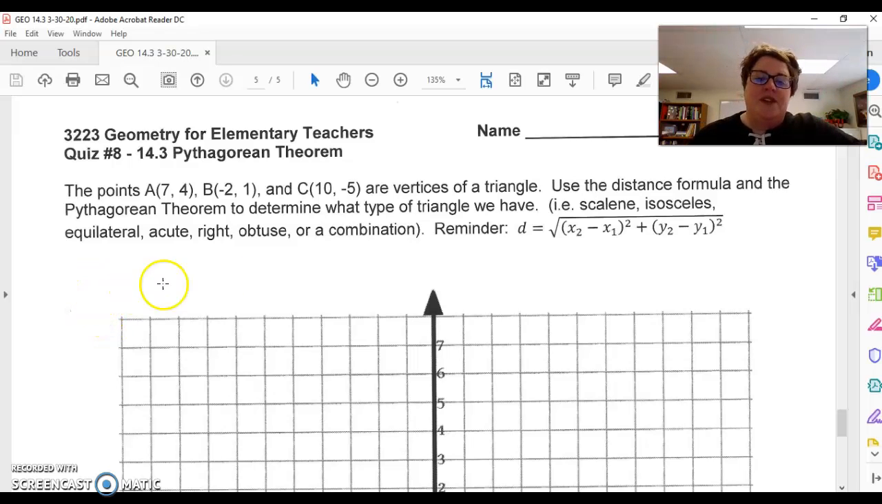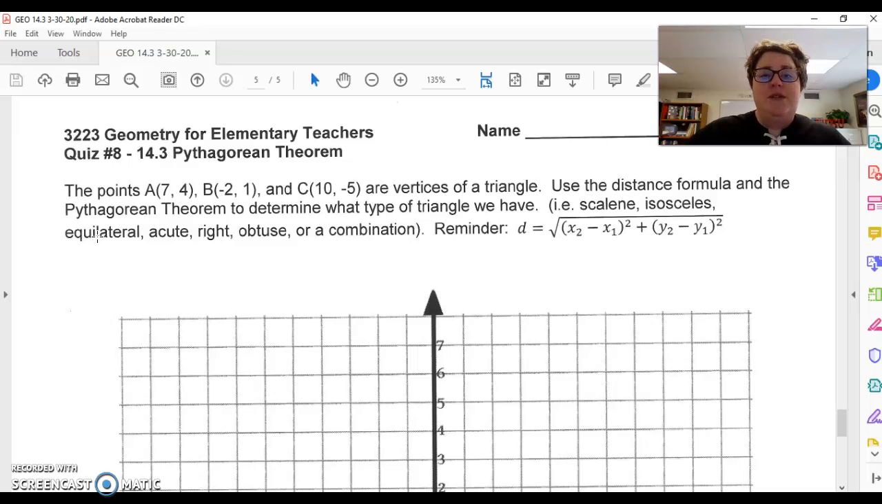But then once you find all 3 sides, I want you to plug it into the Pythagorean theorem, and first of all, see if I have a right triangle. See if it's a true statement, okay? And then from there, based on your measurements of your sides, do you have a scalene triangle, an isosceles triangle, or an equilateral triangle? So remember, scalene, the sides are all different. Isosceles, you have two legs that are the same, and equilateral, all sides are the same.